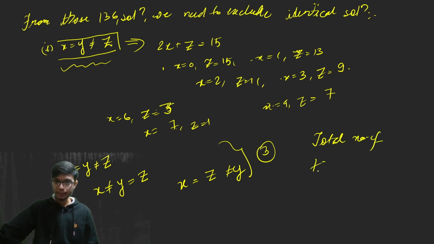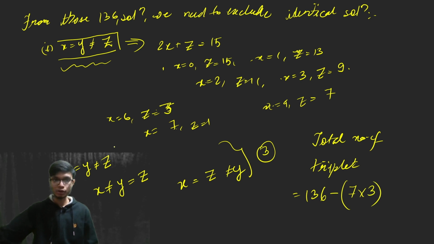number of triplets will be 136 minus the result that you need to subtract, basically 7 into 3, because for each of the cases corresponding to x is equal to y but not equal to z, or x is not equal to y but is equal to z, and similarly x is equal to z but not equal to y, there will be a total of 7 different cases which need to be excluded.